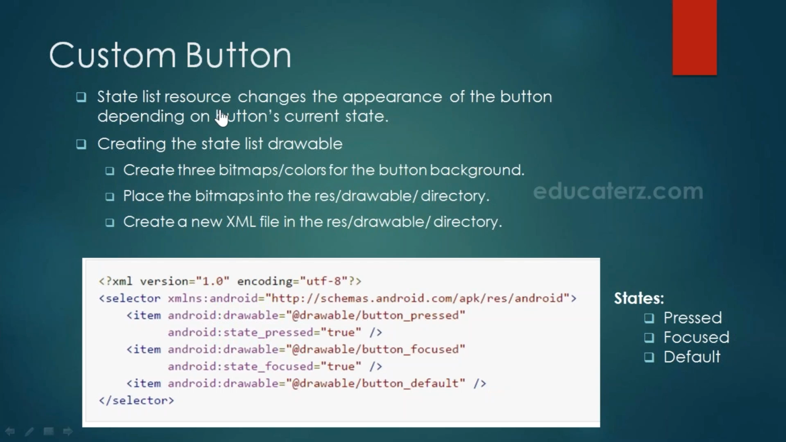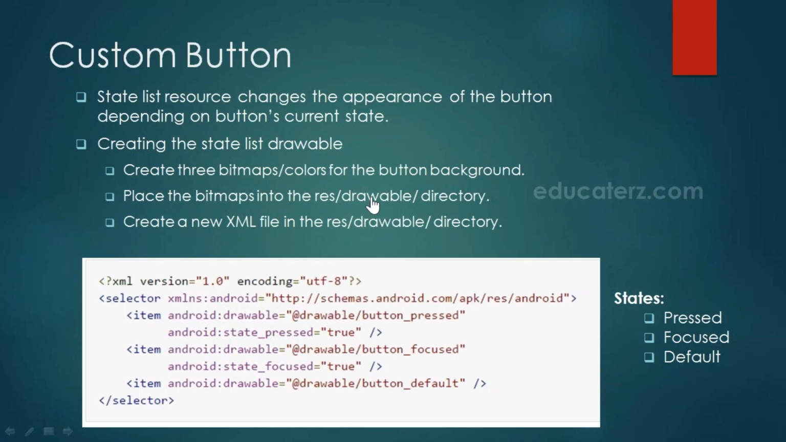So here we use state list resources to give the state for that particular button. Whenever you press, it will show some background, which is a drawable resource, and state focused. You can give some button as a focus, which is a drawable resource again, and give a default one. So first you have to create three bitmaps or colors for the background of the button. Place them in the drawable folder.